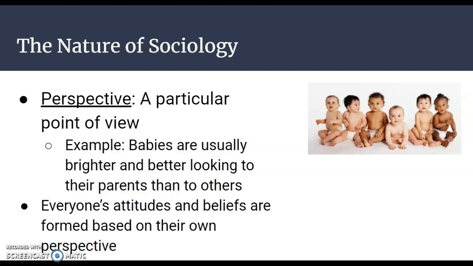In order to talk about sociological perspective, we have to first define perspective, a particular point of view. Everybody has their own perspective based on their own life, where they grew up, who they're surrounded by. An example of this perspective is that babies are usually brighter and better looking to their parents than to others. Oftentimes, newlyweds think that their spouses are more attractive than other people do as well.